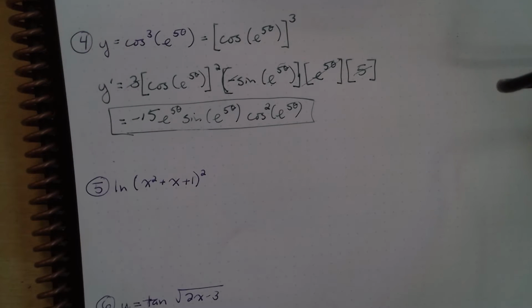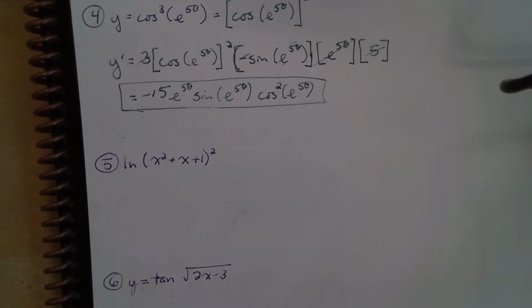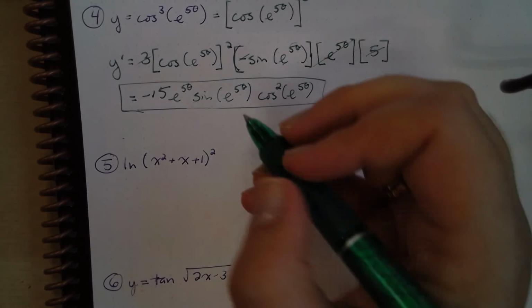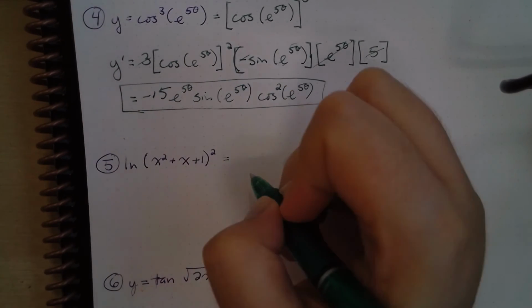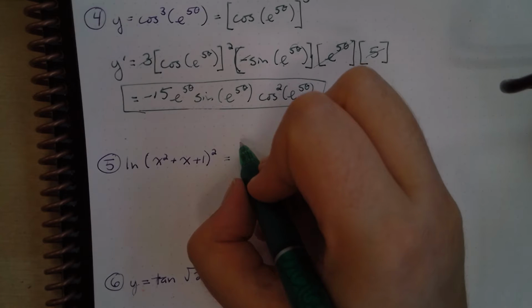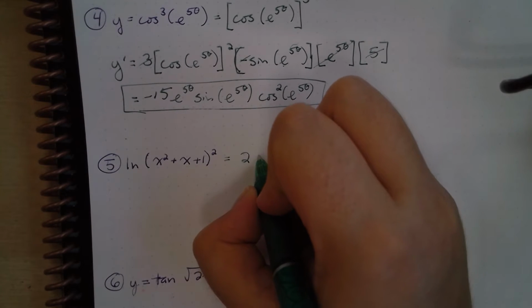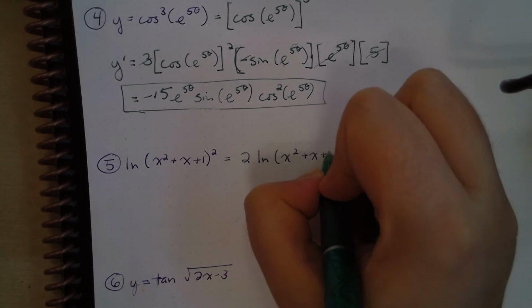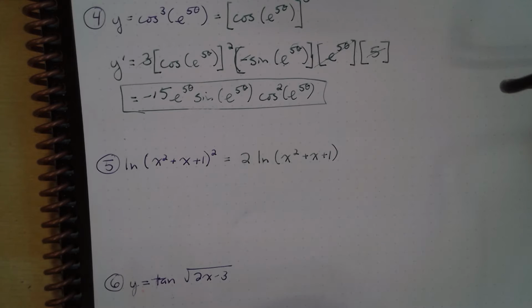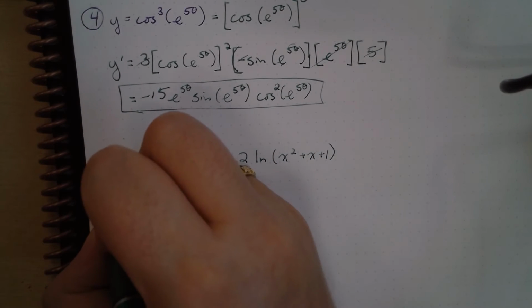All right, here we have the natural log of x squared plus x plus 1 quantity squared. Well, I can rewrite that. This is f of x, and it is equal to, using my exponent rules for logarithms, 2 times the natural log of x squared plus x plus 1, right? So for the derivative of a natural log, I'm just going to call this y prime, since I didn't label this.